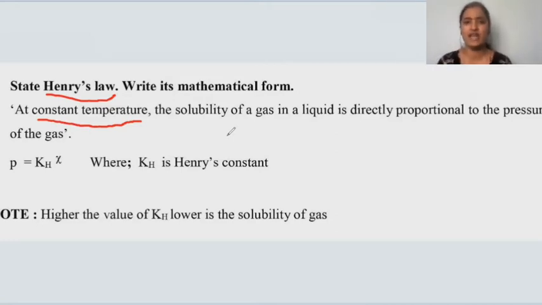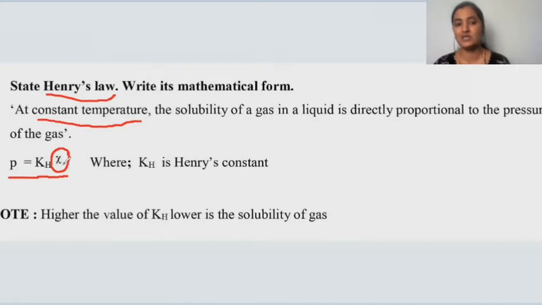Or we can also say it like this: at constant temperature, when you keep the temperature constant, the mole fraction, which we represent by a symbol, okay. And here the mole fraction of the gas in a liquid is directly proportional to the pressure, and we can write the mathematical form of Henry's law as P = KH X.